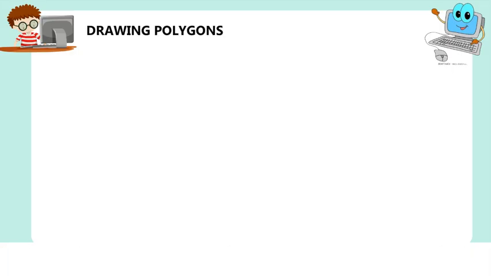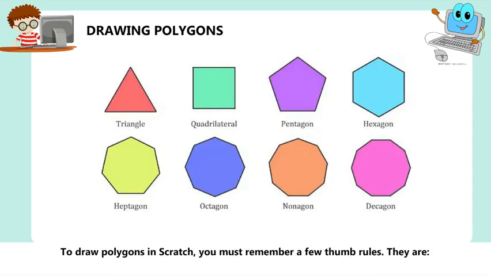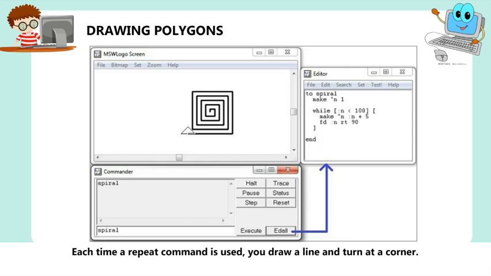Drawing polygons. Polygons are 2D shapes with 3 or more straight lines and angles. Examples of polygons are triangle, square, rectangle, quadrilateral, pentagon, octagon, etc. To draw polygons in Scratch, you must remember a few thumb rules. They are: you must know the number of sides in the shape. This is the value to be given in repeat block.